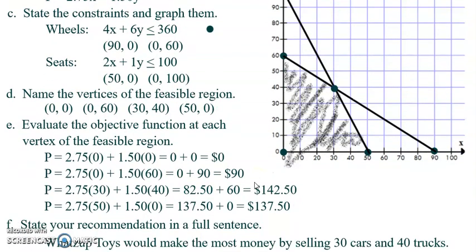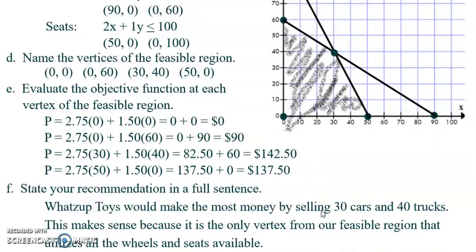So that's our recommendation. You're going to make the most money selling 30 cars and 40 trucks. And again, that makes sense because it is the only vertex from our feasible region that utilizes all of our materials in both constraints.